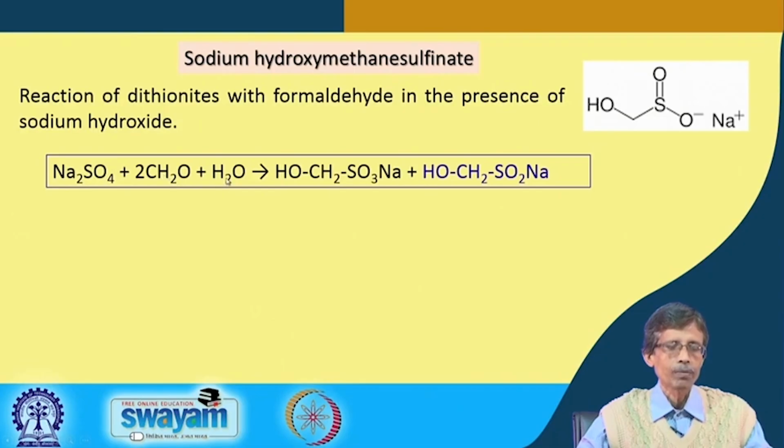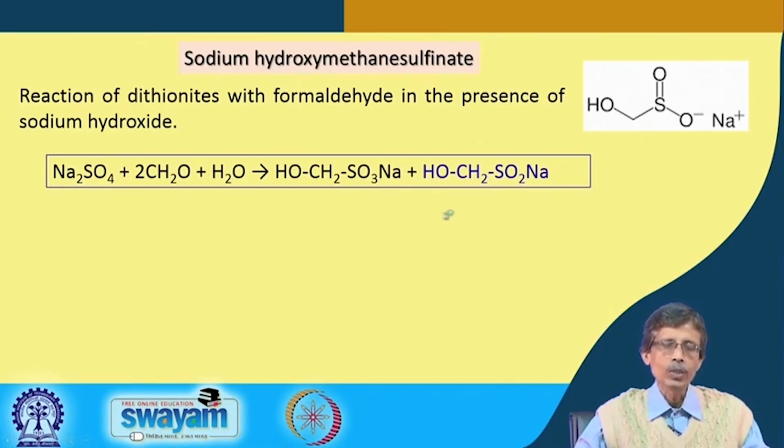Dithionite, Na2S2O4 (not Na2H2O4, that was a mistake there), reacts with HCHO, which is your formaldehyde, and then water, giving two of these species. One is the corresponding sulfite function, that means SO3 minus, and another is SO2 minus. And this particular molecule, which is the sulfinate molecule, is the other one.